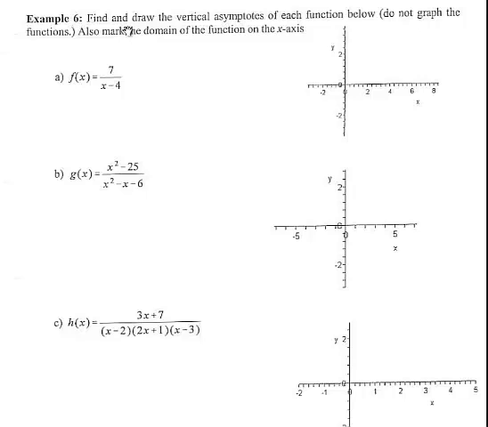Example 6 reads: find and draw the vertical asymptotes. Do not graph the function. Also mark the domain of the function on the x-axis.